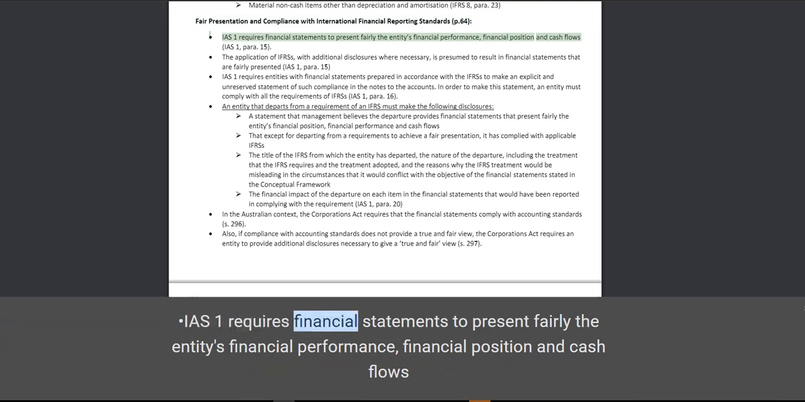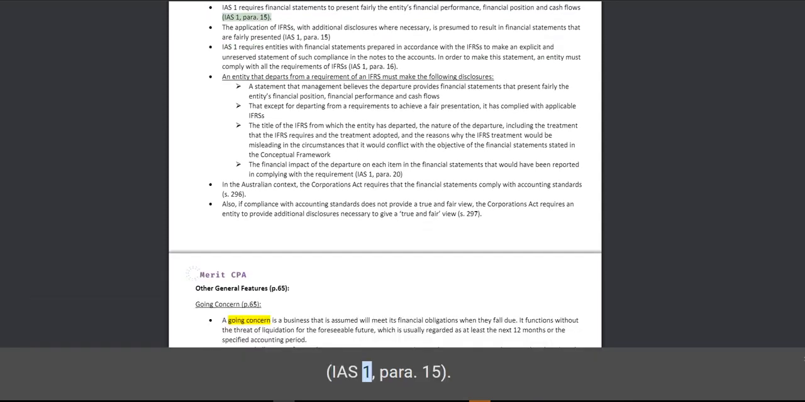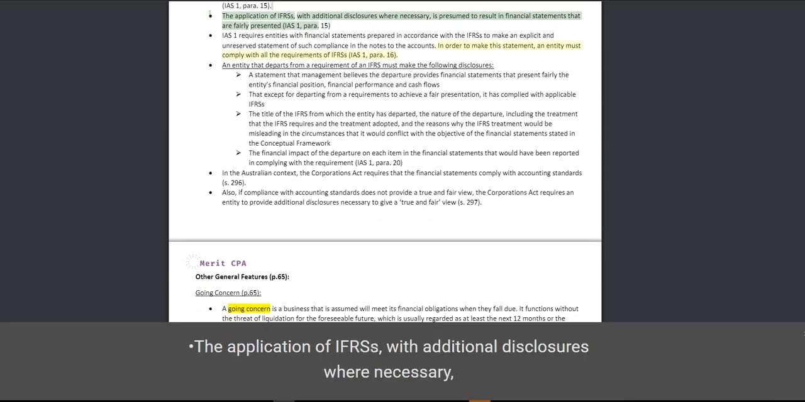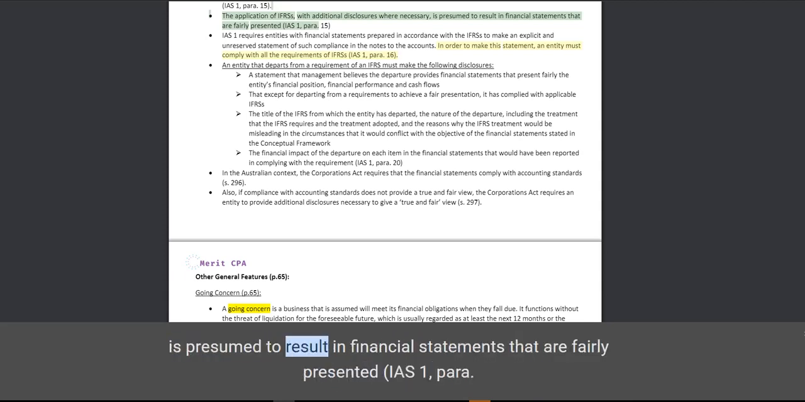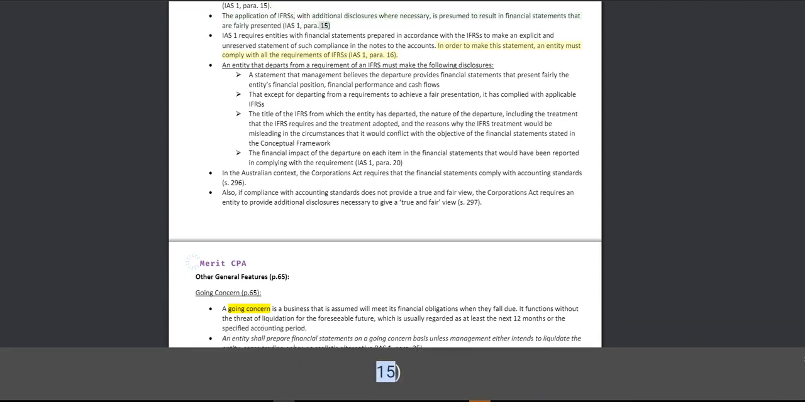EAS 1 requires financial statements to present fairly the entity's financial performance, financial position and cash flows. EAS 1-para 15. The application of IFRS, with additional disclosures where necessary, is presumed to result in financial statements that are fairly presented. EAS 1-para 15.